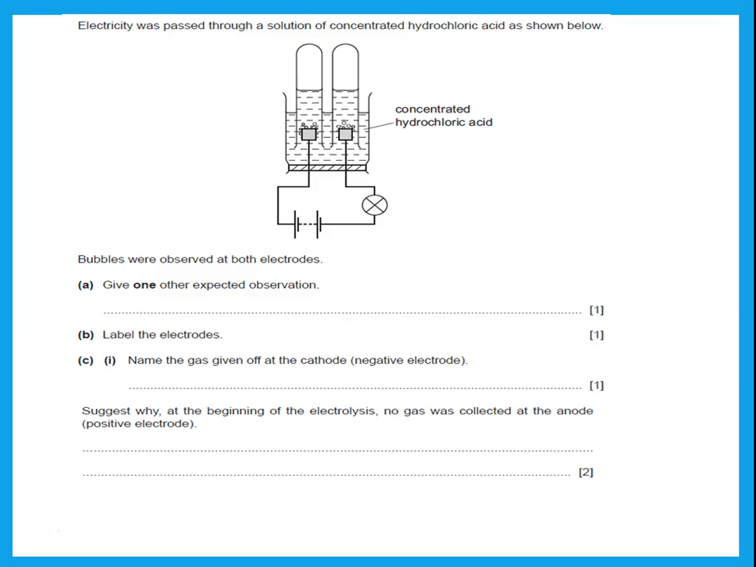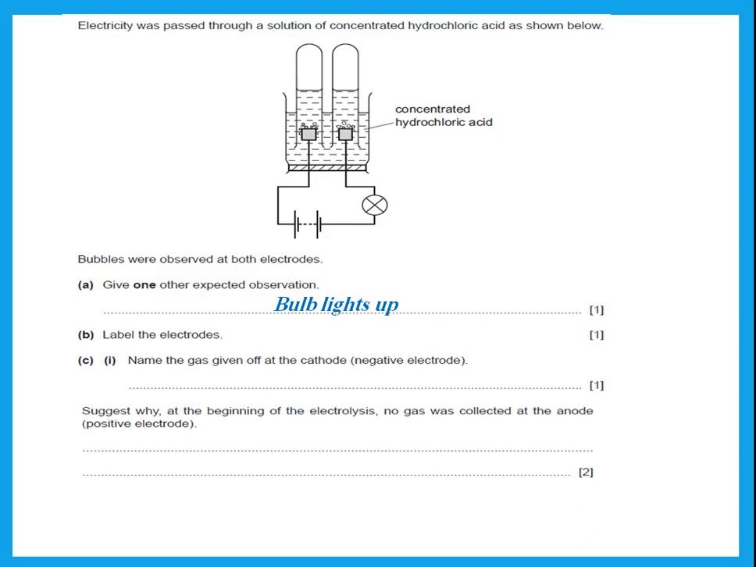So he tells you that bubbles were observed at both electrodes. That's because you have hydrogen on one electrode and chlorine on the other. But then he's asking, give one other expected observation. Now, when you look at the diagram, you see that there is a light bulb. Can you see the symbol for light bulb? That's the circle with an X in it. That's the symbol for the light bulb. Now, when we're doing electrolysis, of course, electricity is passing through. So one expected observation would be the bulb lights up.